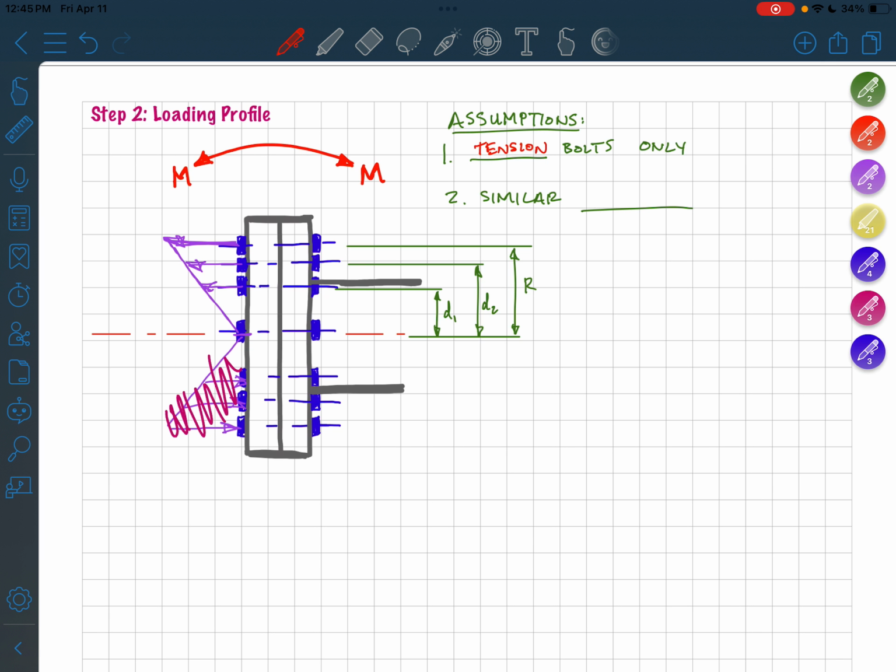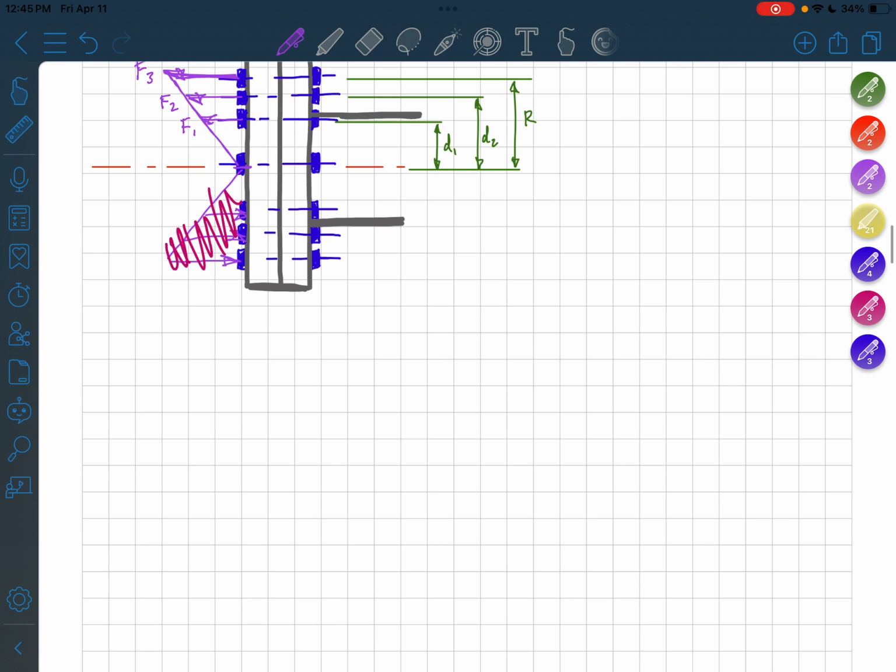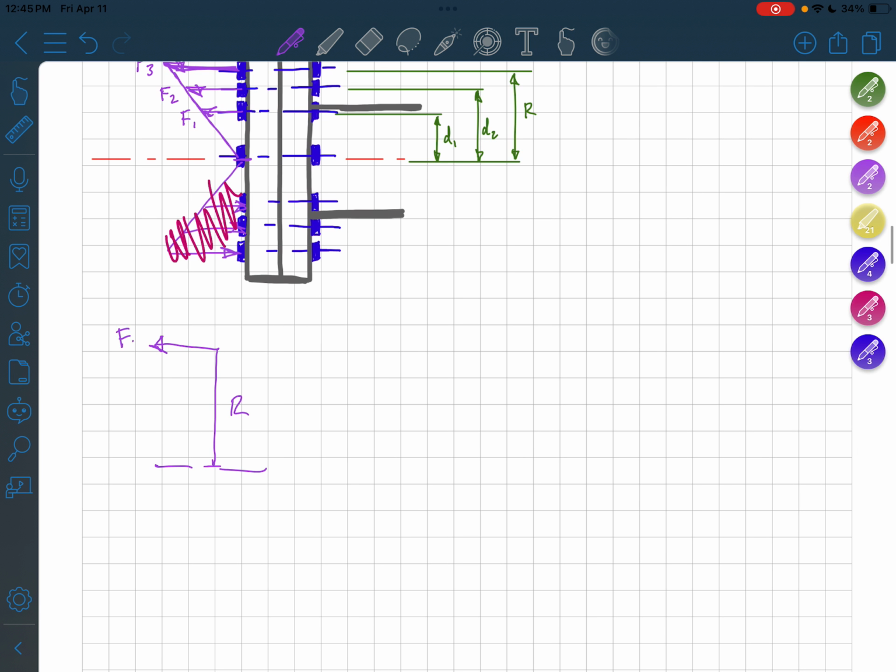Good. Next thing is, well, what are the values of these forces? We've got F3, F2, and F1. We don't know what they are. We're going to make another assumption here. Let's draw F3 for a moment. F3 is a distance r above the neutral axis, and it makes a triangle with an angle theta. Well, what about F2?